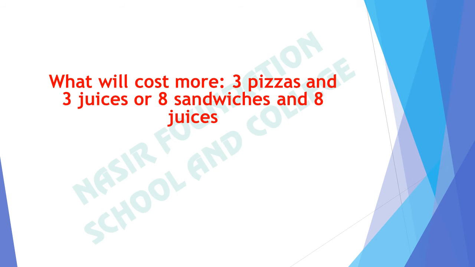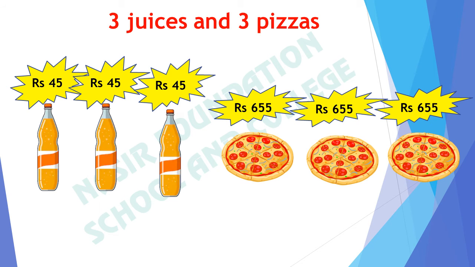What will cost more? 3 pizzas and 3 juices or 8 sandwiches and 3 juices? First of all, we will find out the price of 3 juices and 3 pizzas. As the price of one juice is 45 rupees and the price of one pizza is rupees 655.